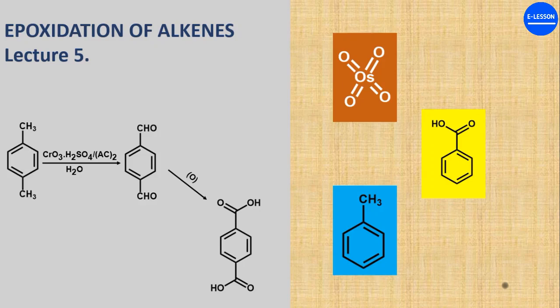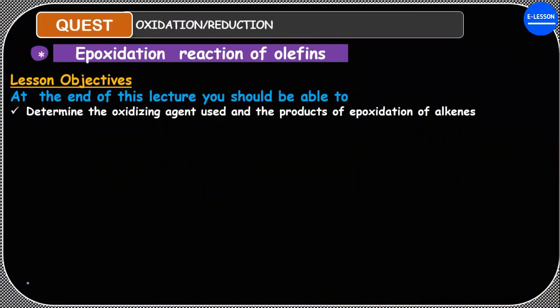Hey guys, I believe that we've taken lecture 4, which was on dihydroxylation reactions of alkene. So in this lecture, we are going to talk about the epoxidation of alkenes. Now, we said that this is one of the methods of introducing oxygen into the alkene double bond. At the end of this lecture, you are expected to know how to determine the oxidizing agent used and the product of epoxidation of alkenes. So let's dive right in.